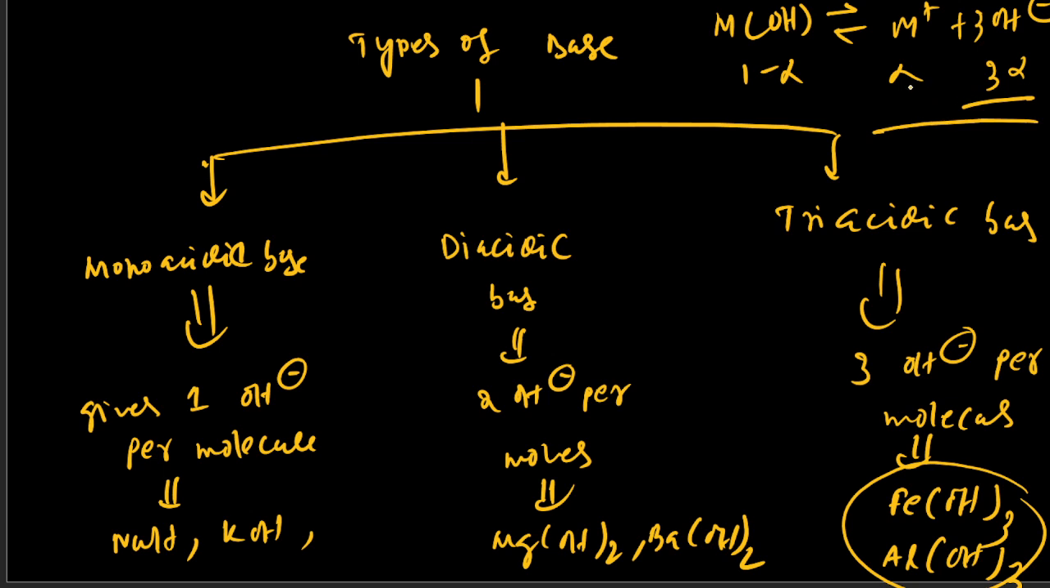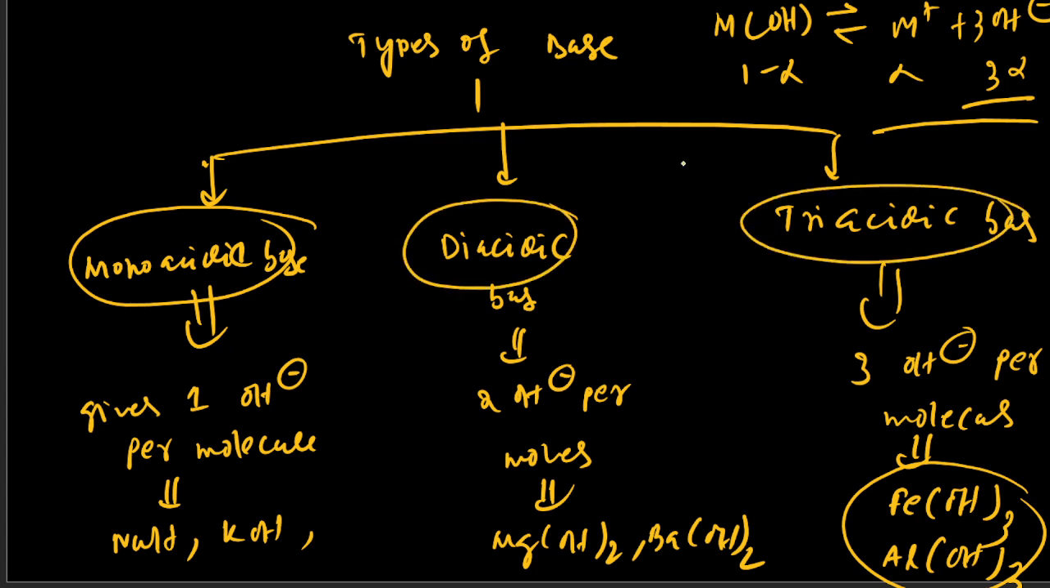So these things will help you when you are doing calculations. According to that, if monobasic, it is giving 1 alpha. If dibasic, 2 alpha, tribasic means 3 alpha. So that will help you during the calculation. So we have some idea about which are monobasic, which are dibasic, which are tribasic.